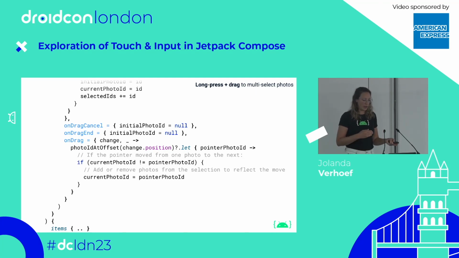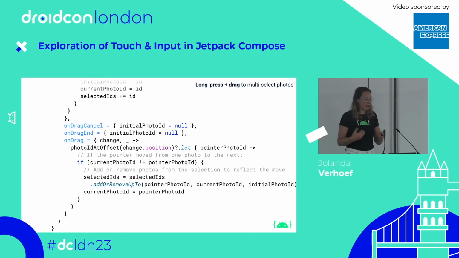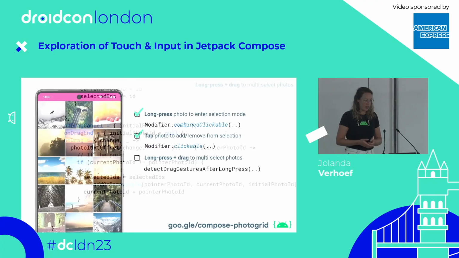Now we're only interested in the movement from one photo to the next, so we check if that ID is actually different from the current photo ID. And so we update the current photo ID when we're done with our update. And finally, we can update the set of selected IDs. This is part of our business logic, it depends on how your list works to define which one it should be adding and removing.